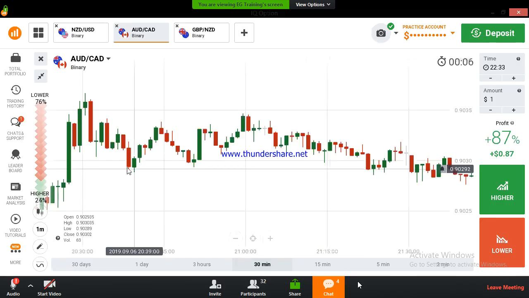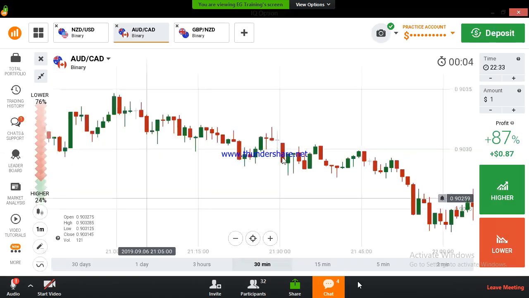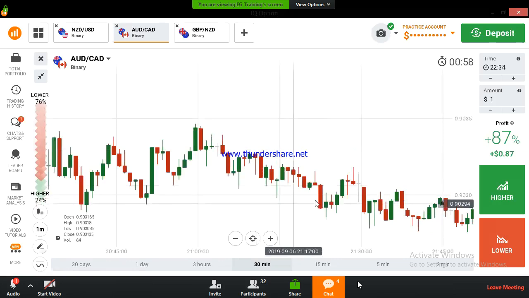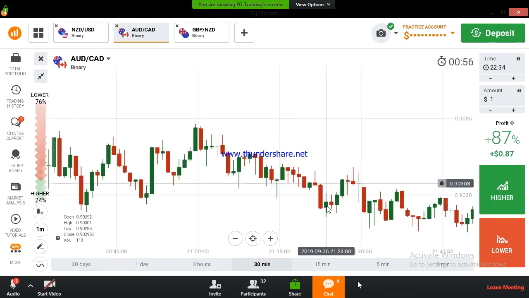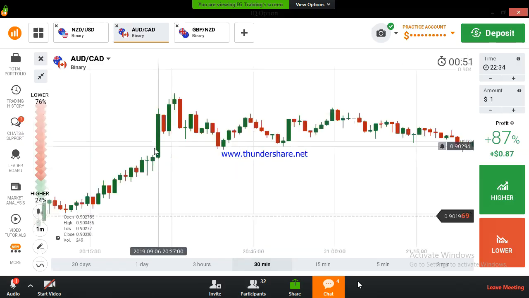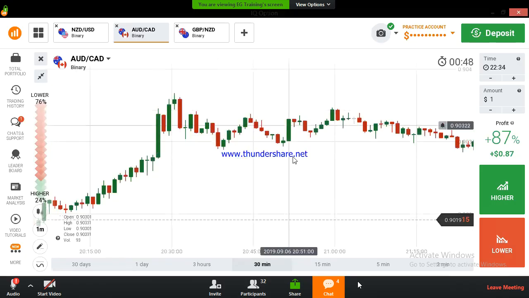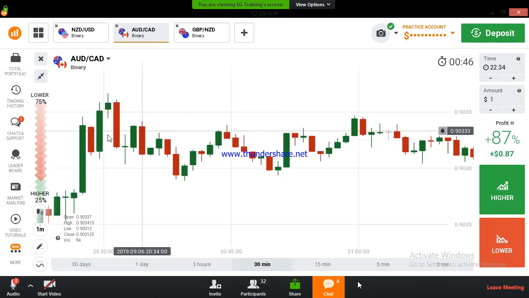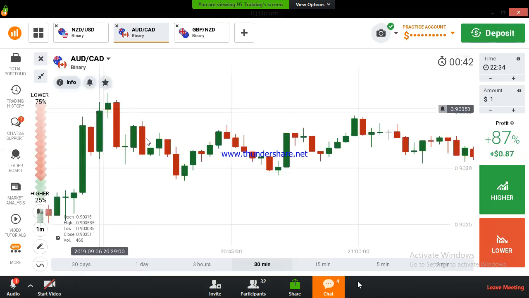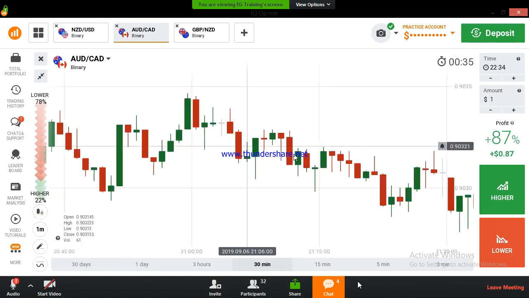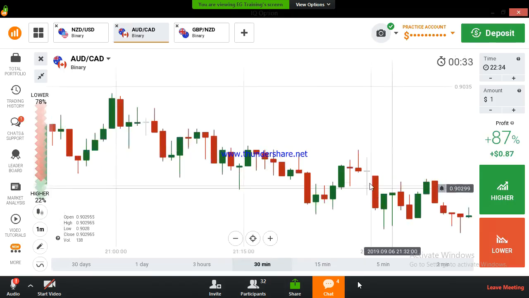So here there is a strong candle, but it reversed. Sometimes it will reverse, because a strong candle is a sign of reversal. Here also a strong candle. You can see so many strong candles, but after this strong candle we are seeing a bullish candle. Here there is no reversal, but here there is a reversal. So many reversals, because these strong candles are a sign of reversals.